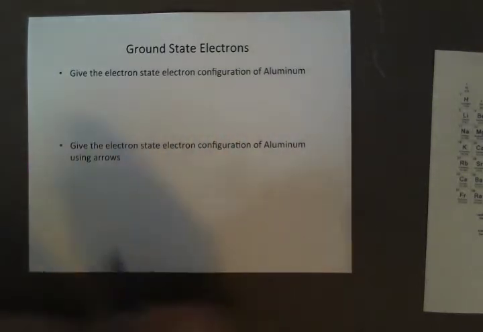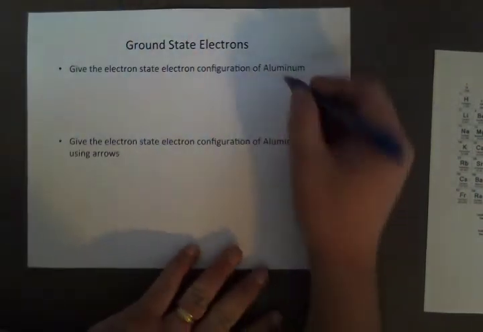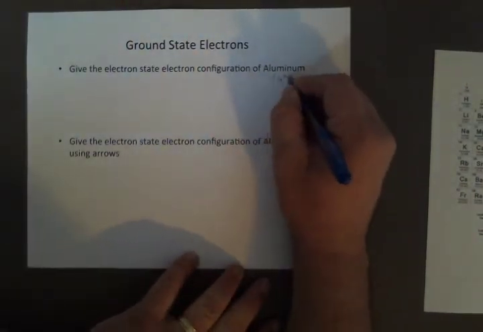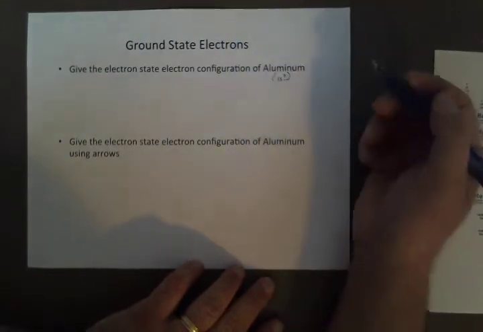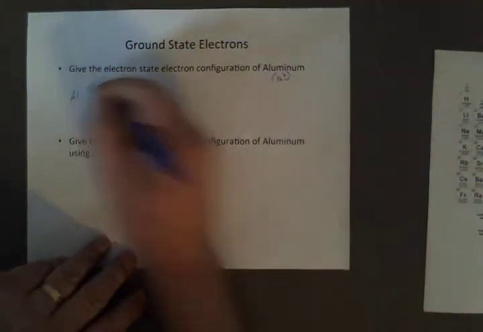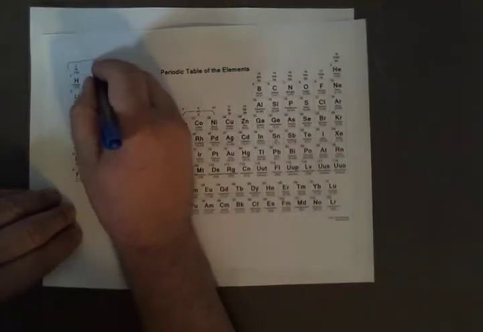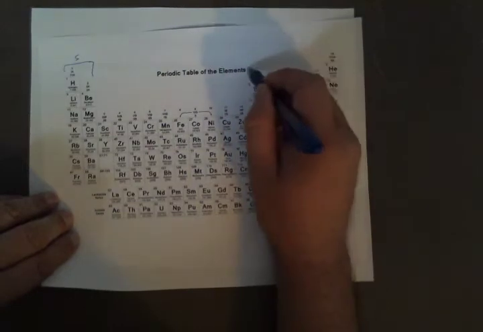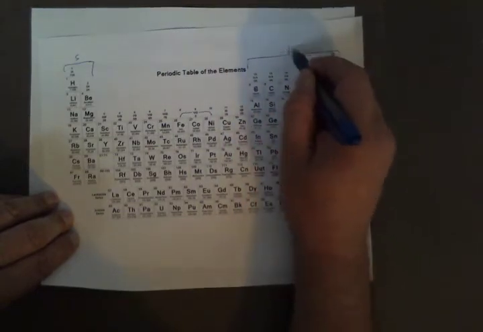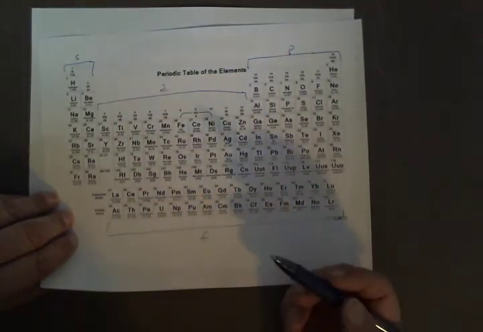So first thing, give the electron state configuration for aluminum. This is like the 1s2, dot, dot, dot. The easiest way to do that is to come in here and take a look at the periodic table. Remember, this is the S block, this is the P block, that's the D block, and down here that's the F block. But we're not going to get into that.